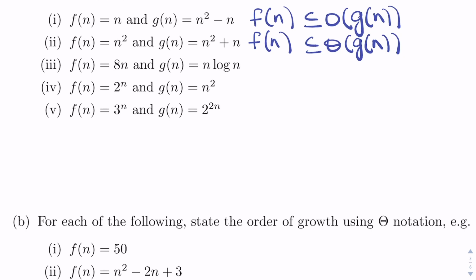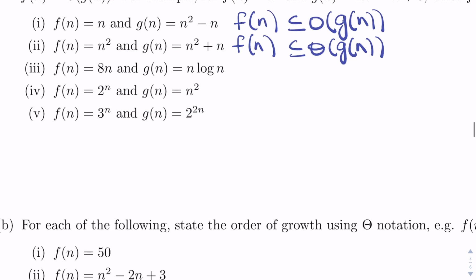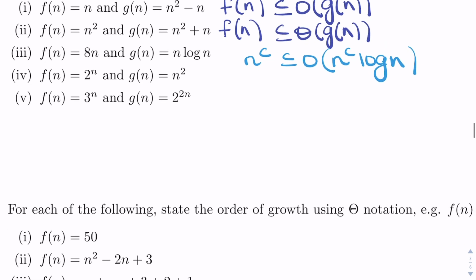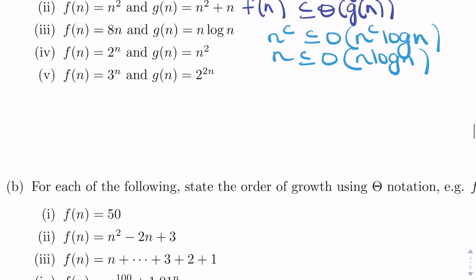Part 3, f of n equals 8n and g of n equals n log n. So I think for this question, a good rule to have in mind is if you have any positive constant c, we know that n to the c is always big O of n to the c log n, right? And this is simply because log n is always greater than or equal to 1, right? So if we set c equal to 1 in this example, we get that n belongs to big O of n log n, right? So f of n equals 8n. 8n and n grow at almost the same rate, right? So we can say that f of n over here once again belongs to big O g of n.